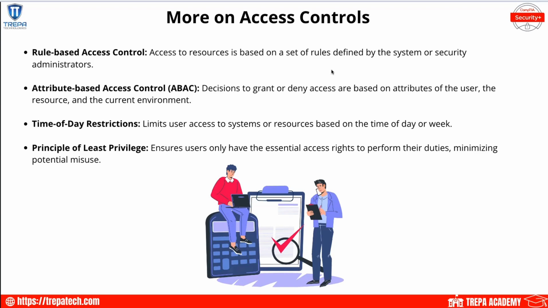Then we have attribute-based. This is where we grant access or deny permissions based on an attribute of that user. Very similar to when you log into our Trepa Tech site. If you've only been enrolled in Security Plus, when you log in, you get granted access to the whole site, but you only get access to that program based on an attribute that we assign to your user account. Some more rules: time of day restrictions. And then, of course, because we always have to keep talking about it, the principle of least privilege, ensuring users only have the essential access rights to perform their duties.